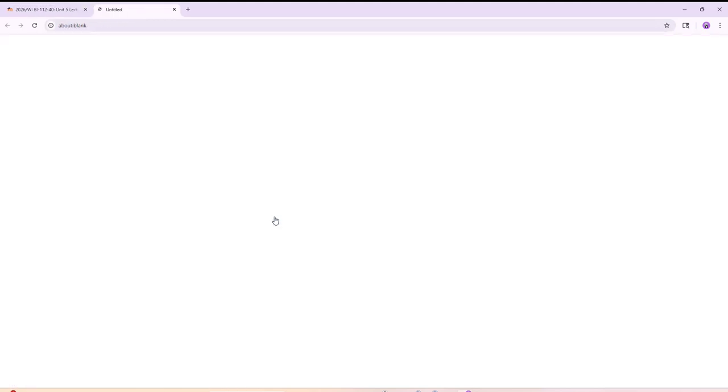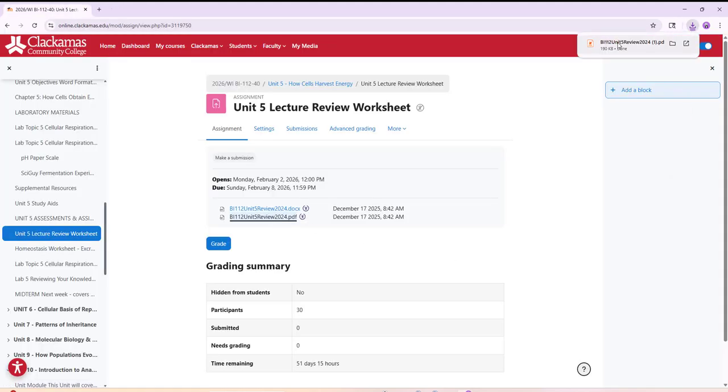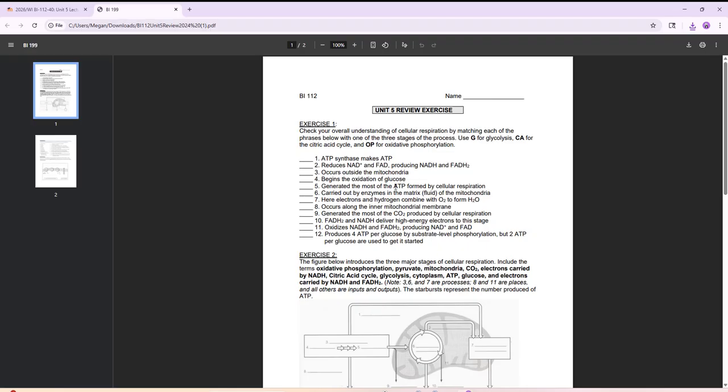All right. So once you have that done, you can jump down and take a look at the worksheet. The worksheet this week, we have some matching. In the first exercise, you're going to read the description here and decide, is it referring to glycolysis, the citric acid cycle, or oxidative phosphorylation? So you're just going to abbreviate which stage for the particular description. So G for glycolysis, CA for citric acid cycle, and OP for oxidative phosphorylation.